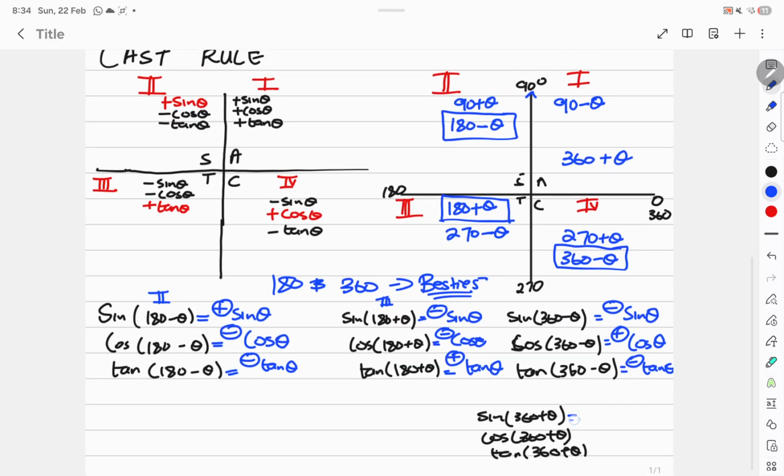Sine 360 plus, how is sine in the fourth quadrant? Oh no, the first. 360 plus is the first. Yes, I must look. 360 plus, how is sine there? It's positive. So this will be positive sine theta. How is cos there? This would be positive cos theta. How is tan there? This will be positive tan theta.